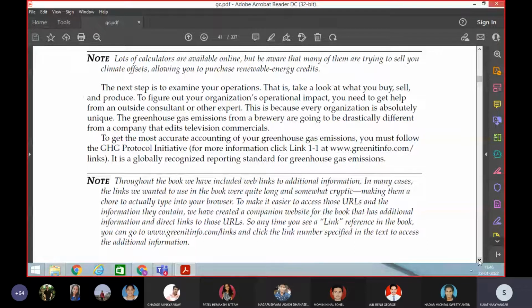Everything is different. So the greenhouse gas emissions are going to be drastically different from a company that edits television commercials. To get the most accurate accounting of your greenhouse gas emissions, you must follow some protocol initiative.